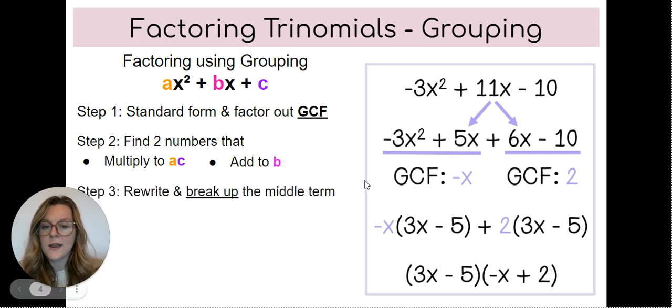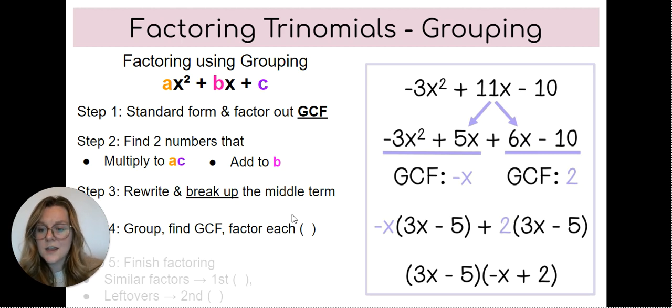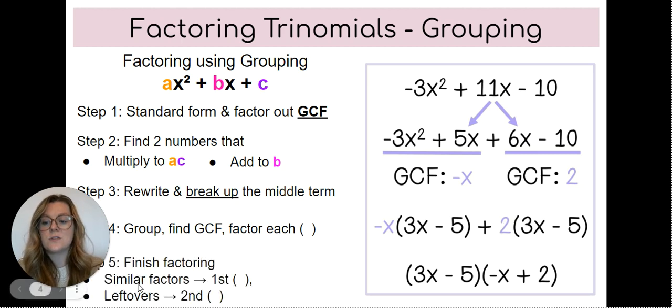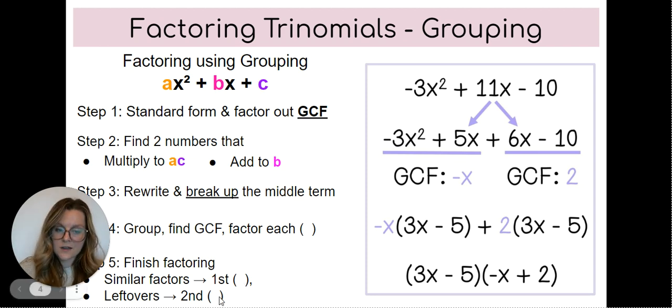Then we're going to rewrite and break up that middle term. So see 11x here, we're going to break it up into 5 plus 6 because 5 plus 6 gives me 11. And then we're going to group, find the greatest common factor, and factor each parenthesis. So here I'm taking the greatest common factor of these guys, greatest common factor of these guys. I'm putting the numbers on the outside. Then I'm going to finish. I'm going to put the similar factors in the first parenthesis and the leftovers in the second parenthesis.